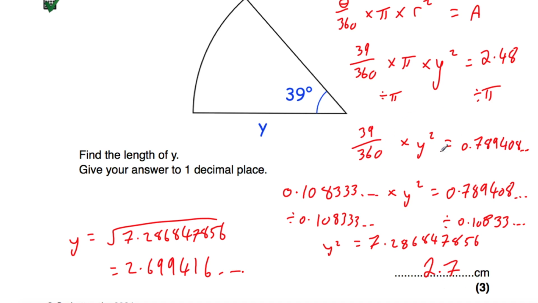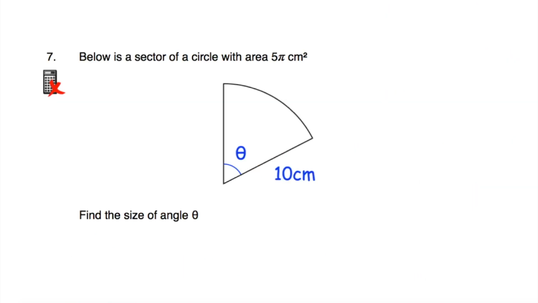Now in this question, at this point when we had 39 over 360 multiplied by y squared equals that decimal number, another approach would have been to multiply both sides by 360 to get rid of the divide by 360 on the left hand side. So you'd be left with 39 times y squared equals whatever that is, and then divide both sides by 39. So that's another approach rather than writing that fraction as a decimal, and that's it. Okay, let's look at our next question.